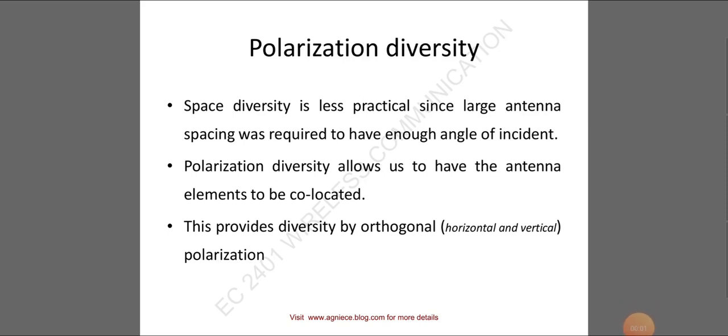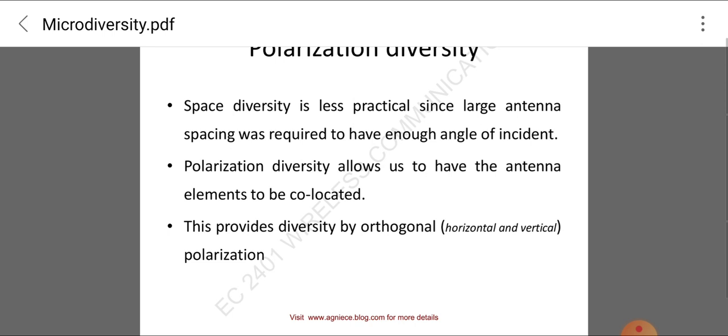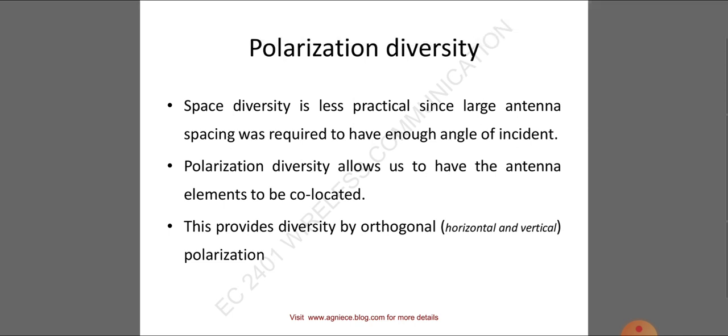Dear students, in the previous video lecture, we have seen the space diversity, which is the first microdiversity technique. In this video lecture, we are going to see the remaining microdiversity techniques. Let us start from the polarization diversity.